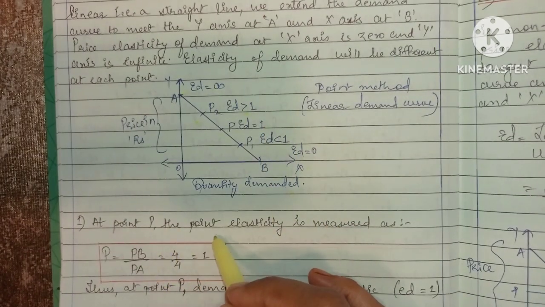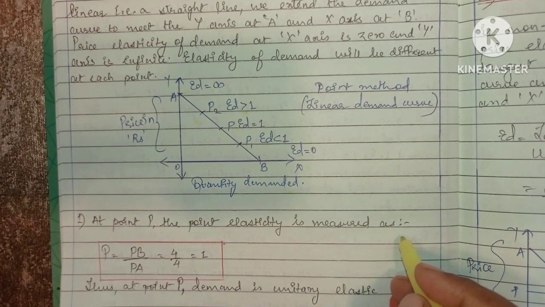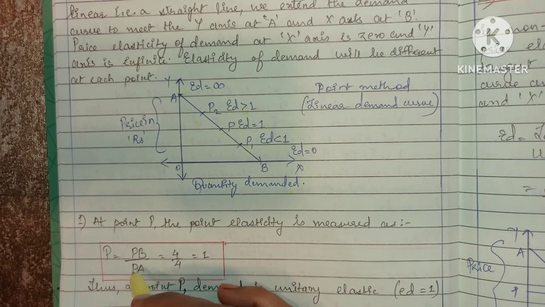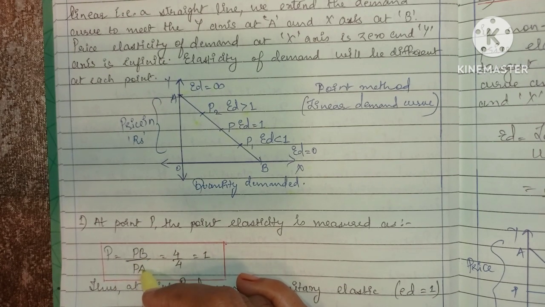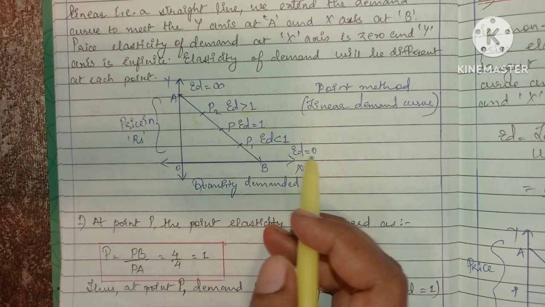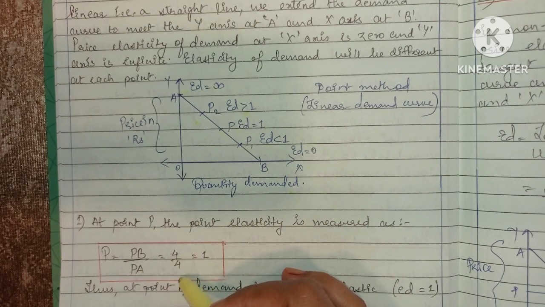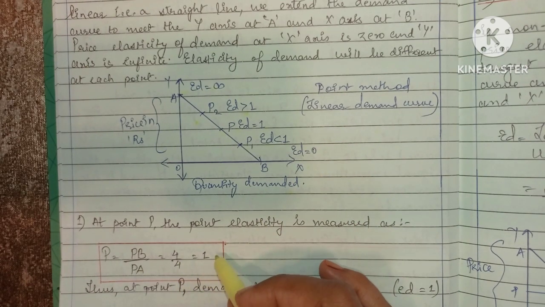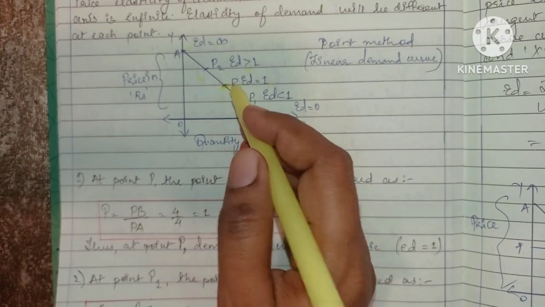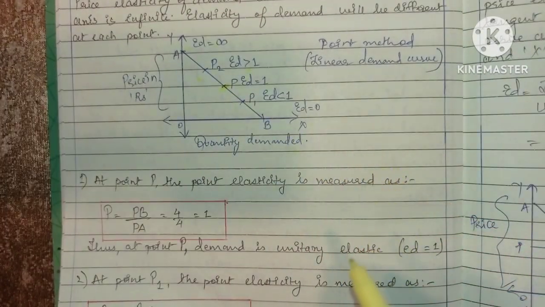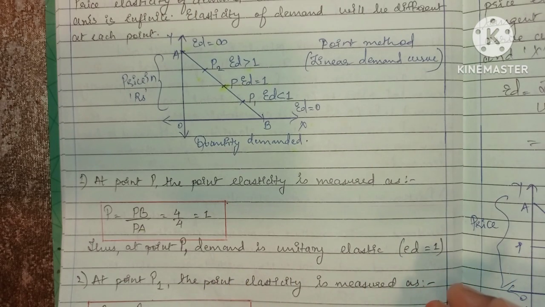Okay, at point P, the point elasticity is measured as PB divided by PA, which is 4 divided by 4. So we have taken it as 4, and the elasticity is 4 divided by 4, which is equal to 1. So therefore ED at P is equal to 1 at this point, at the very middle point. Thus P is unitary elastic demand. When it is equal to 1, it is unitary elastic demand.